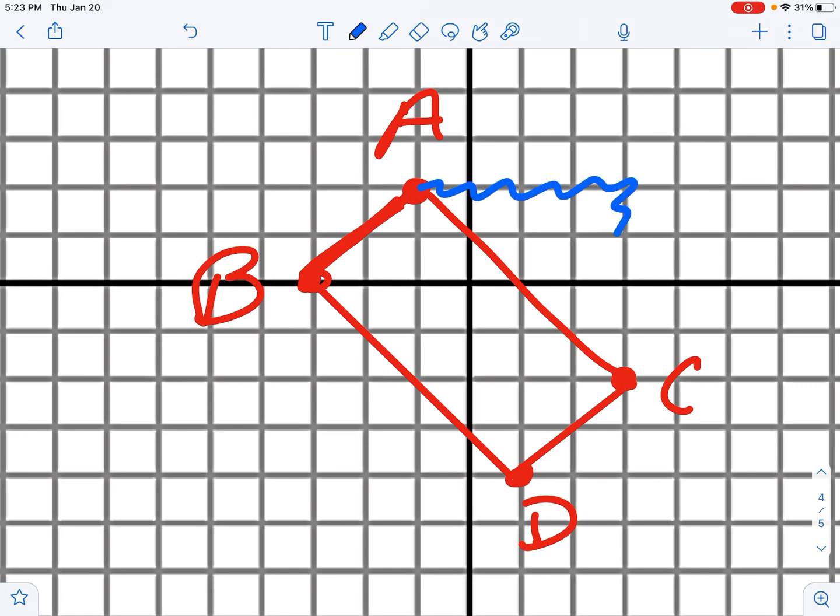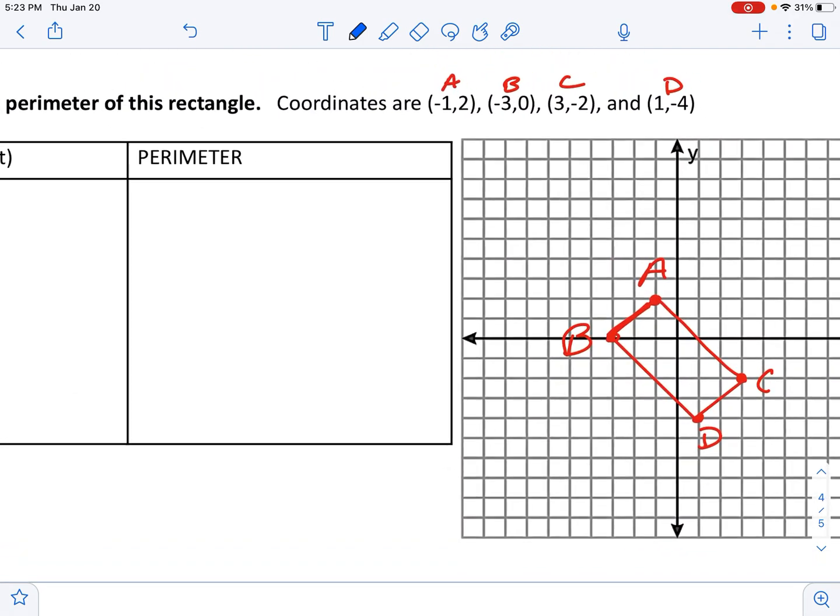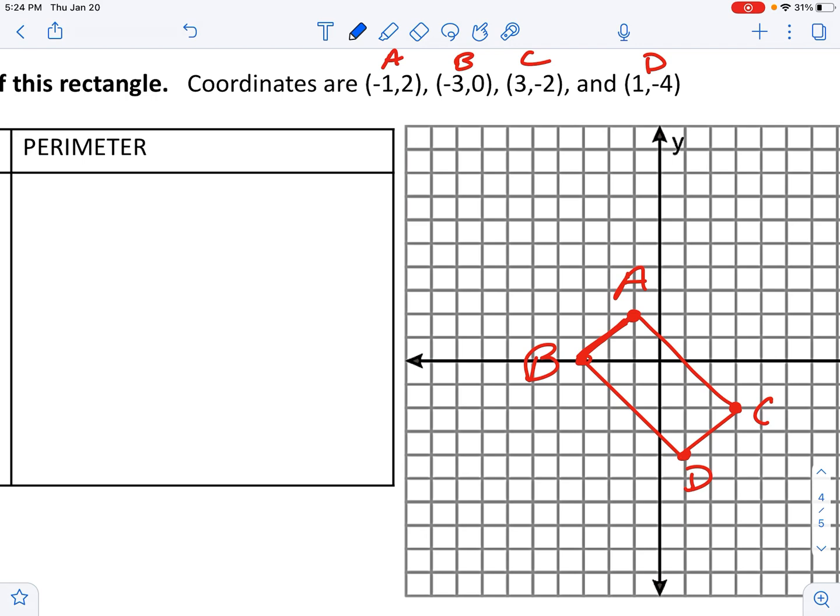Now we could do, if you really wanted to do your Pythagorean theorem, you could figure out how far to the right and how far down you have to go. So 1, 2, 3, 4. 1, 2, 3, 4 to go from A to C. So you could do that. Or you can use the coordinates. I'm going to show the coordinates and how to use the distance formula to find AB and AC. So let's do AB.